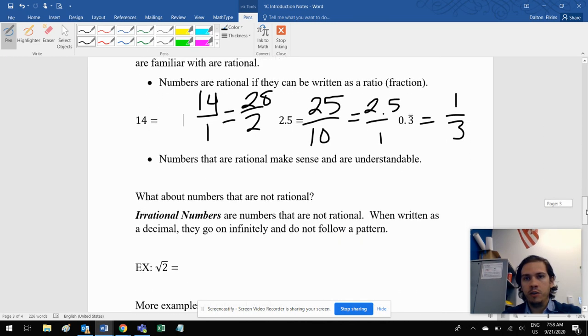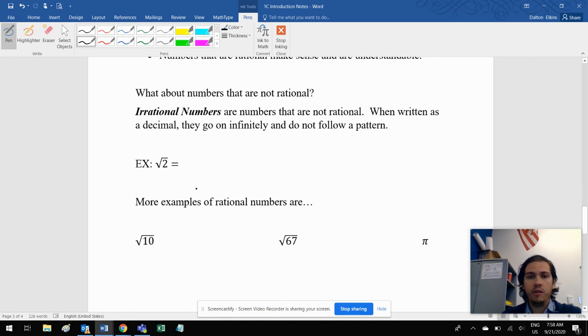But there are the opposites, right? There are the not rational numbers, aka the irrational numbers. So irrational numbers are numbers that are not rational. They're written as a decimal. They go on for infinity. They never stop, and they don't follow a pattern. And one of the most famous examples is the square root of 2.